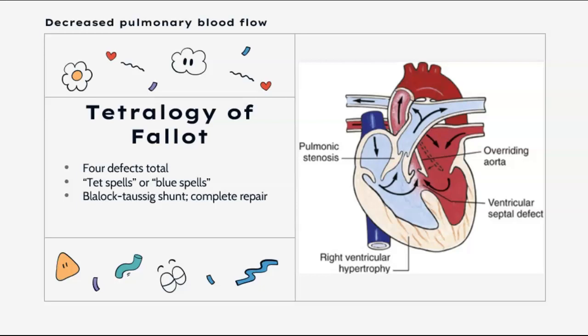Treatment is a Blalock-Taussig shunt operation. This is palliative. It helps increase pulmonary blood flow, which increases oxygen saturation. There's also the complete repair, which includes closing the VSD, a pulmonic valvotomy, and repair of the overriding aorta.